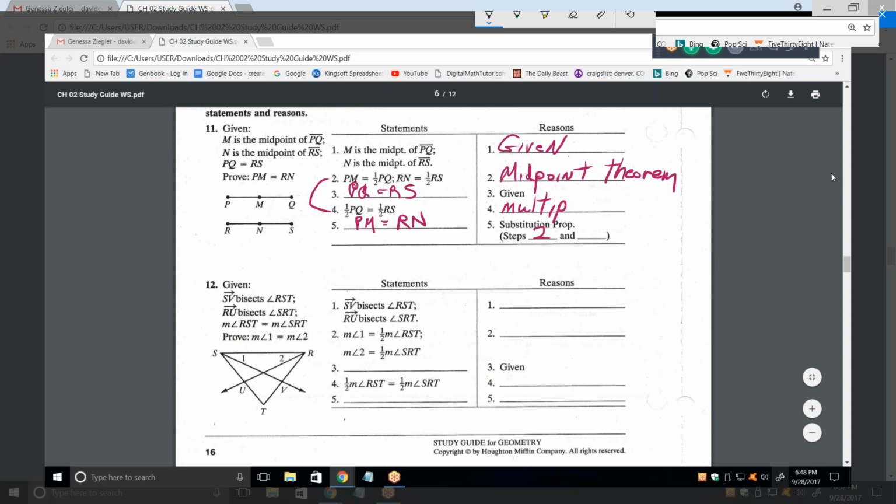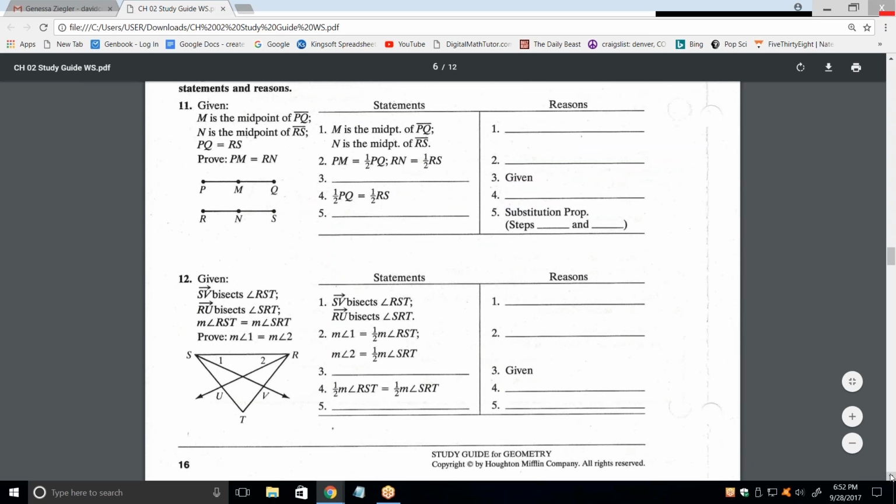that's it. Well, in other words, step 2 had both of them. I'm substituting PM for half of PQ, and I'm substituting RN for half of RS. So step 2 only. Sometimes I suppose it could be a combination of multiple steps, but it's statement 2. It's the only one I can see. Okay. All right, let's go to number 12.